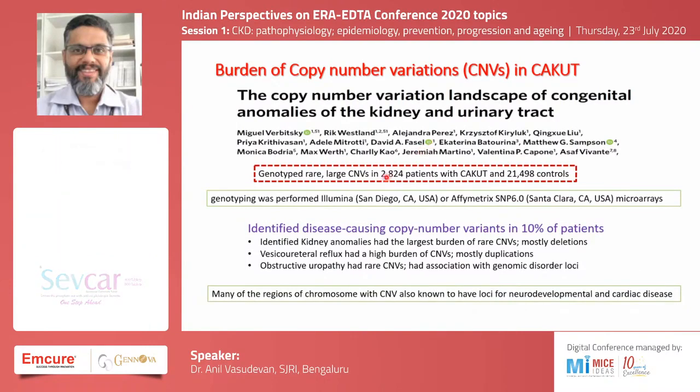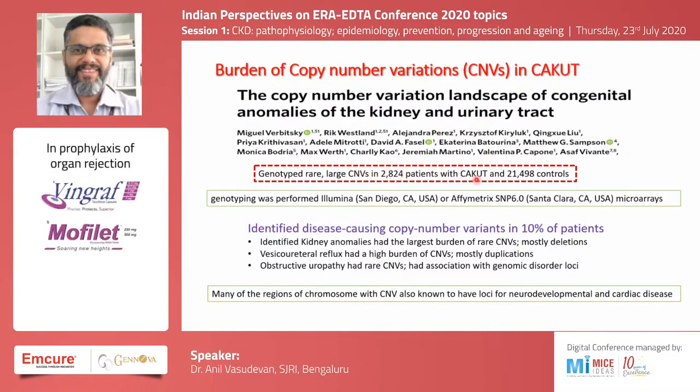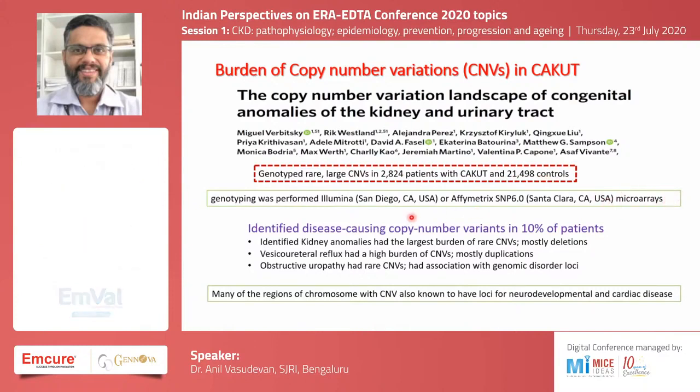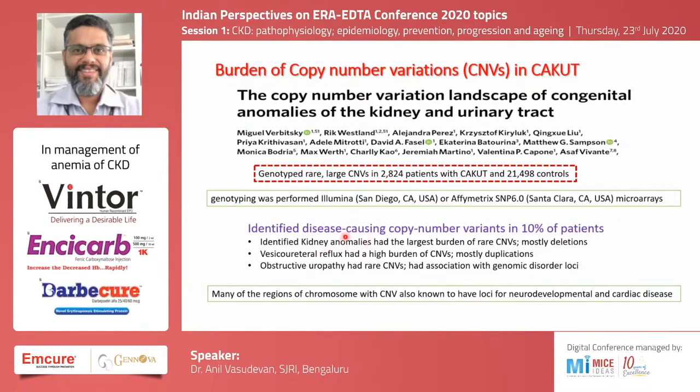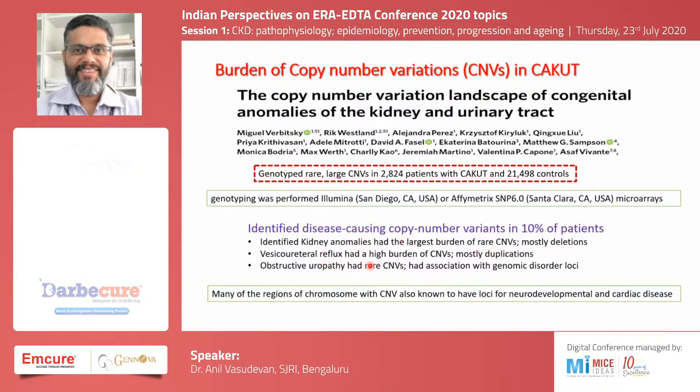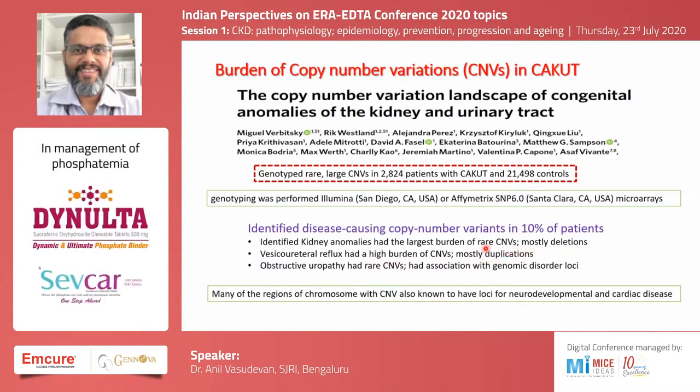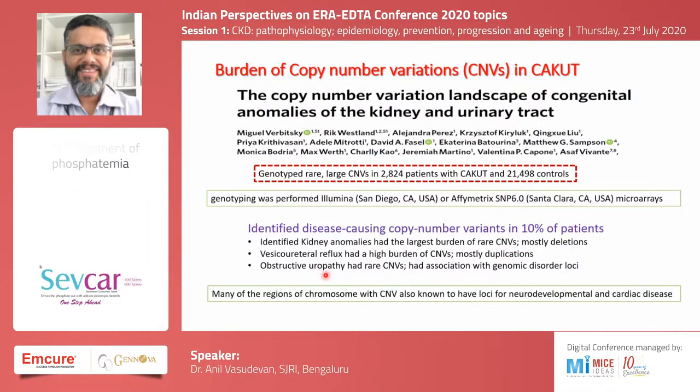This is one of the largest studies done in the US, which involved close to 3,000 patients with CAKUT and 21,000 controls. And you can note that it's a different technique. It's called a microarray technique. And they found that CNVs are seen in 10% of the patients. And most commonly, they are again with renal hypodysplasia, mostly deletions. With reflux, there is a high burden of CNV, but they are mostly duplications. And the least number was found in posterior urethral valve and other obstructive uropathy.